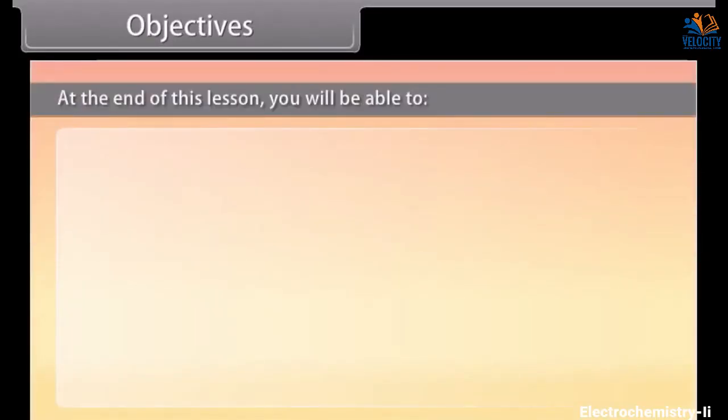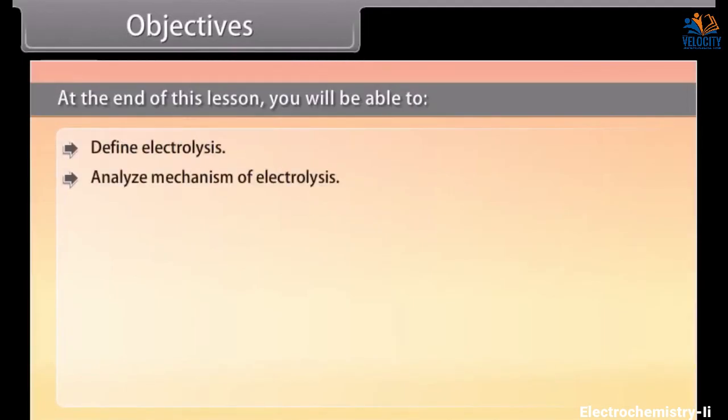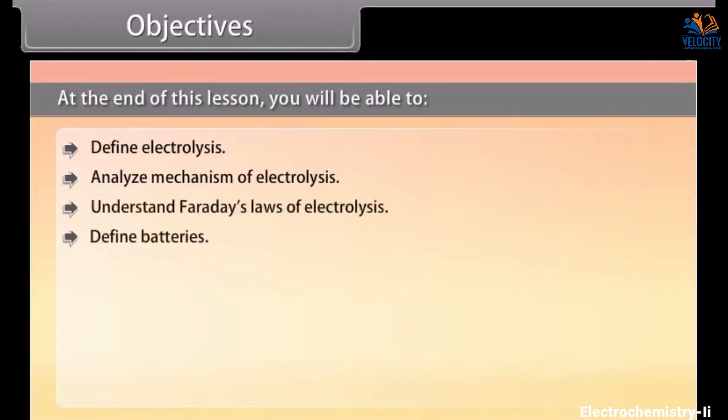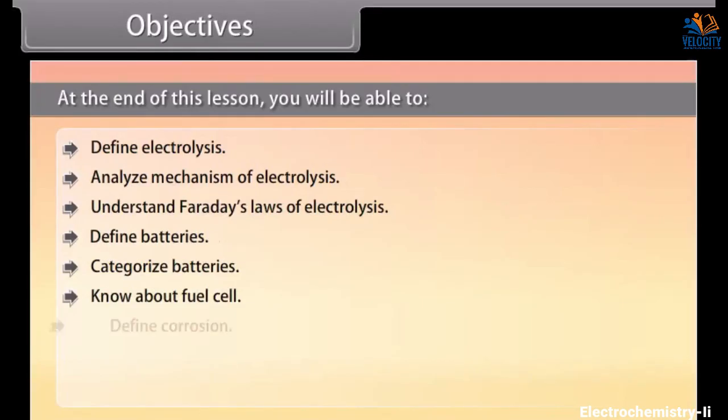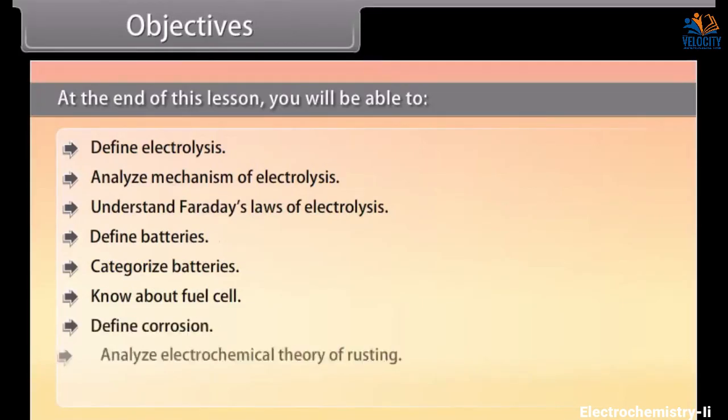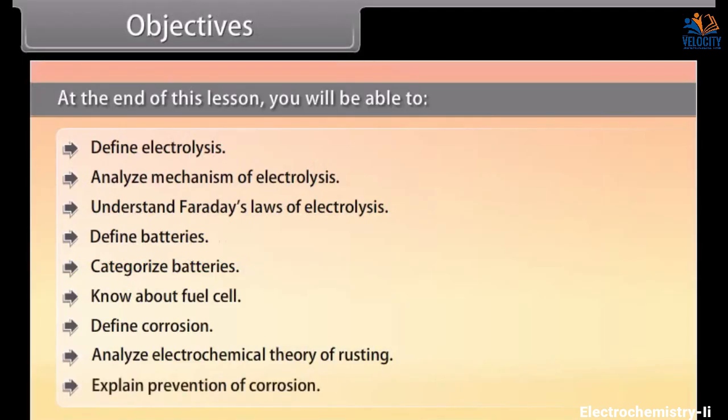At the end of this lesson, you will be able to define electrolysis, analyze the mechanism of electrolysis, understand Faraday's laws of electrolysis, define batteries, categorize batteries, know about the fuel cell, define corrosion, analyze the electrochemical theory of rusting, and explain prevention of corrosion.